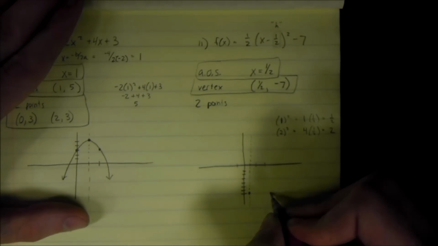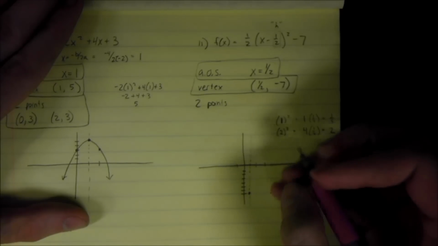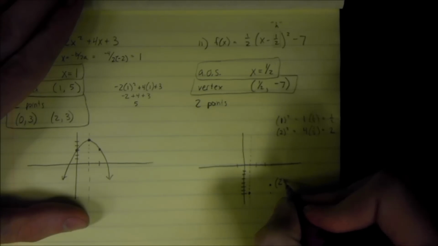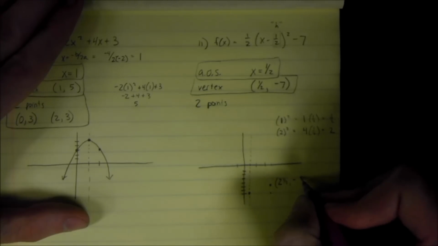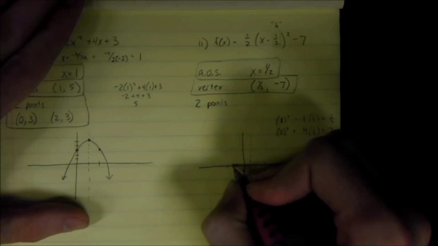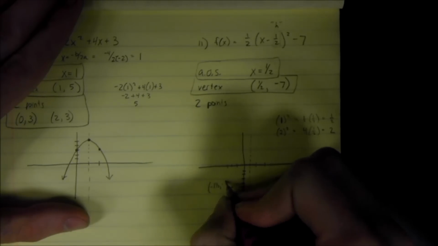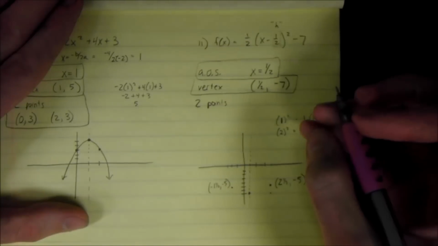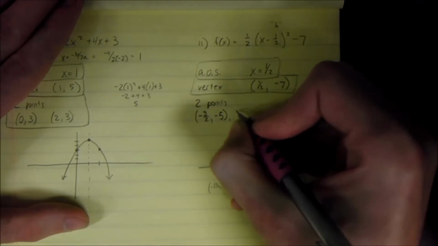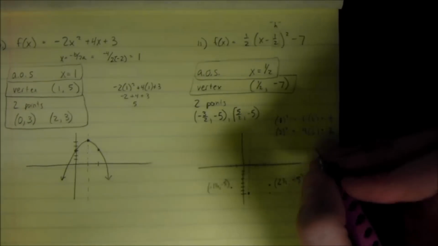So over 2, which would put me at 2.5. And then up 2, 2.5. And that would put me at -5. Or if I do it in the other direction, that put me at -1.5, -5. Okay, so 2 other points on this graph. These are not the only 2 points that you could find. They are just the 2 that I happen to go for. 5 halves, -5, and -3 halves, -5.